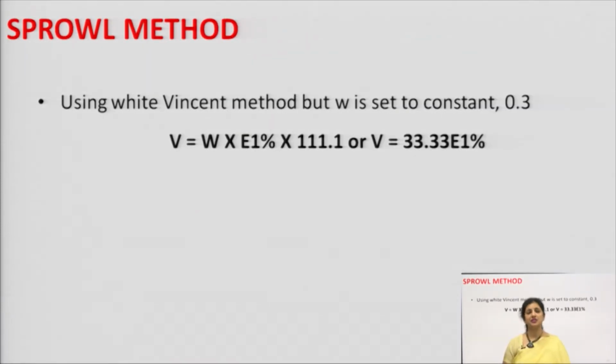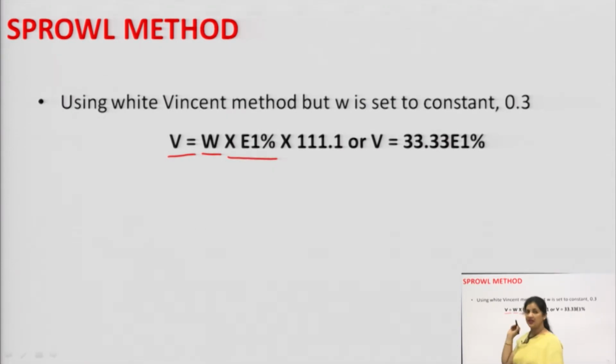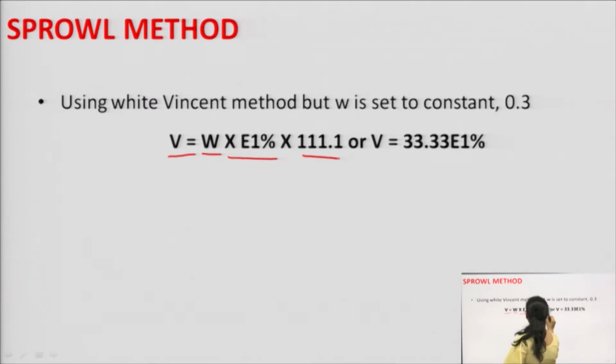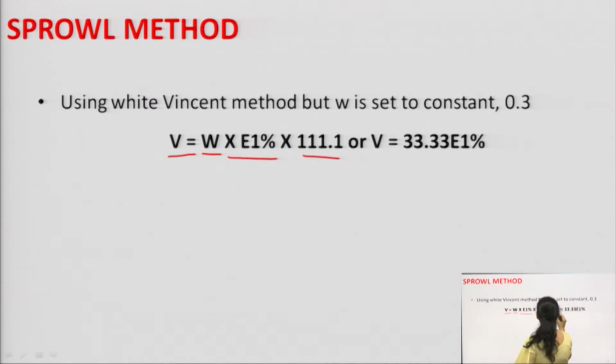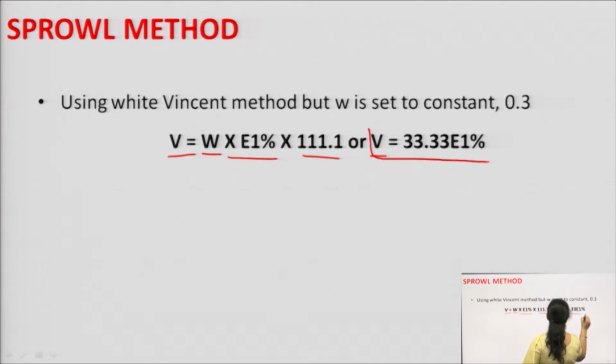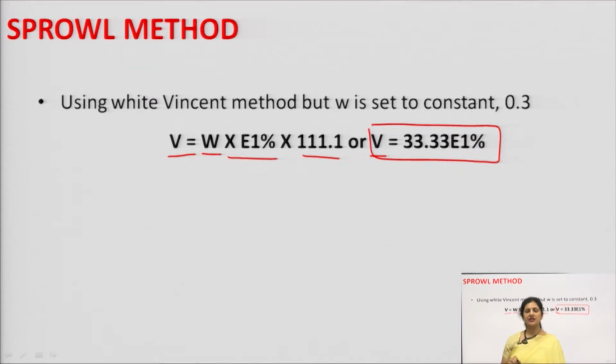There is one more method which is called Sprowls method. Now, this Sprowls method has been derived from the White-Vincent method. The formula is V, which is the same, that is a volume, W, that is amount, into E 1%, that is your NaCl equivalent, and 111.1, that is the same constant. We can also write it as V is equal to 33.33 into E 1%. E is what? Sodium equivalent. So, these are the various methods to calculate the isotonic buffer solution and their tonicity.